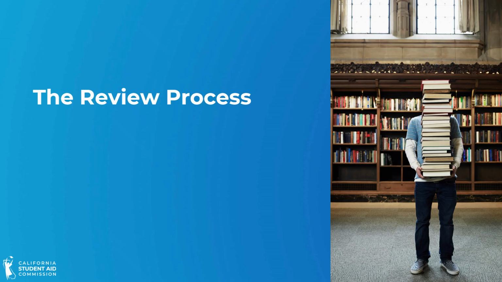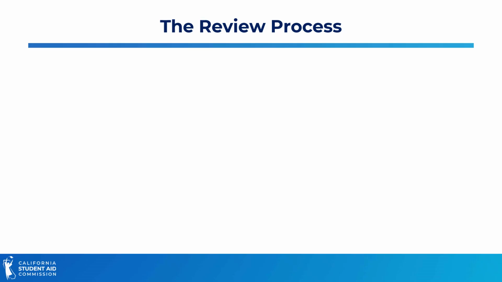Let's begin with the review process. Now that we have covered reconciliation, we are going to briefly cover the program compliance process an institution may face if they are selected for a Cal Grant program review. If a school is selected for a review, the first step is the initial contact. The school will receive a phone call from an auditor approximately 2 to 3 months prior to the scheduled field or desk review date.